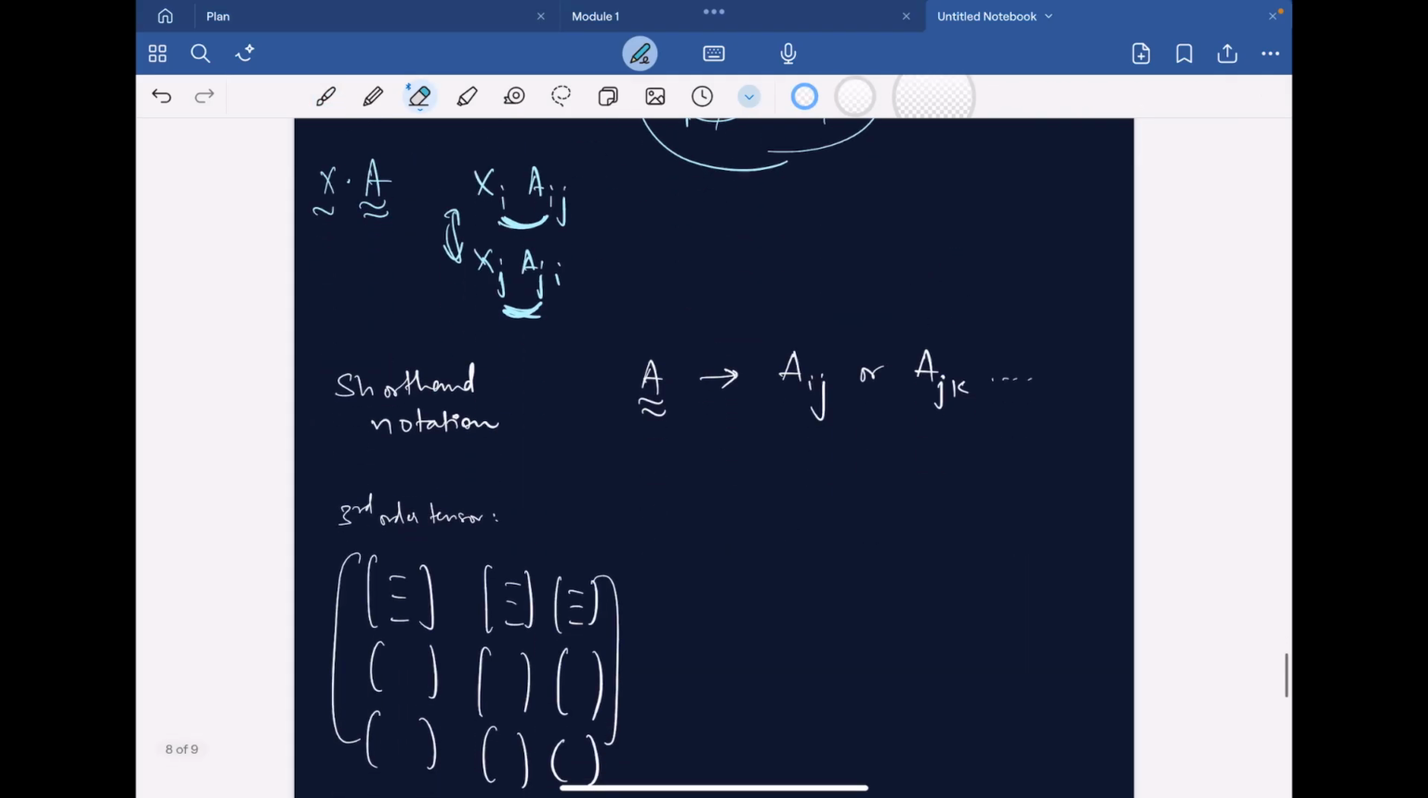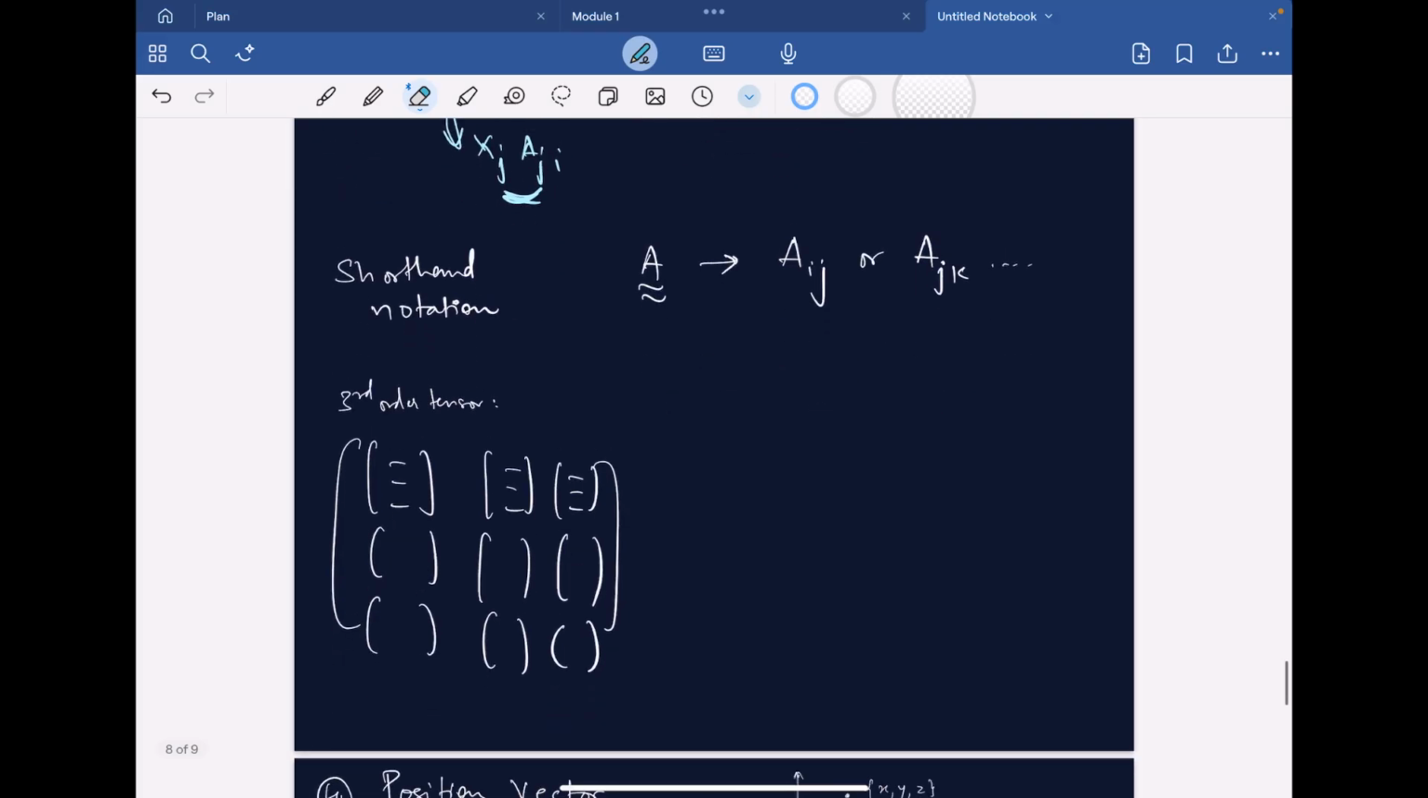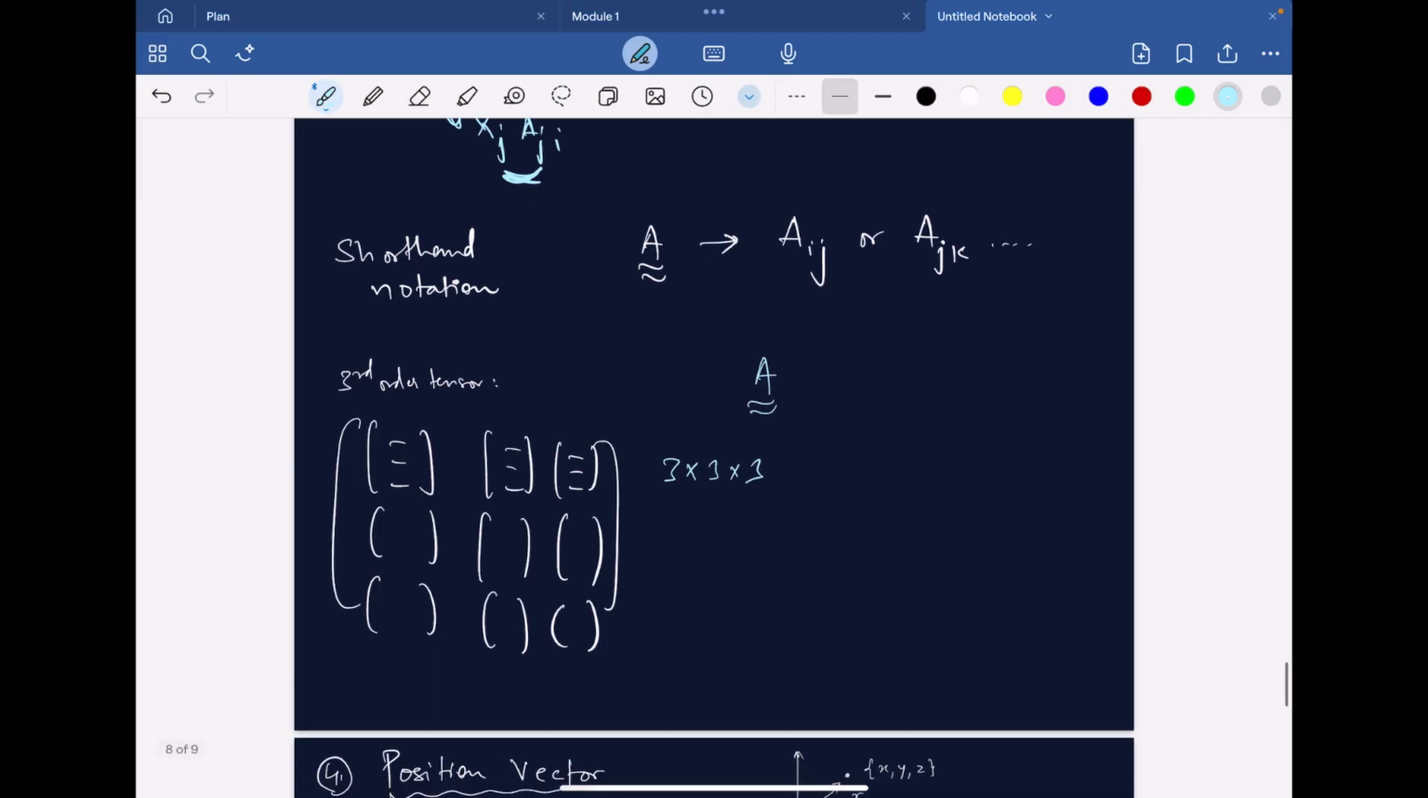Okay. All right. Just a quick one, if you are wondering what a third order tensor and higher order tensor would look like, they would just nest vectors inside tensors. So this is how a third order tensor would look like. It will be 3 cross 3 cross 3. This will have 27 elements.